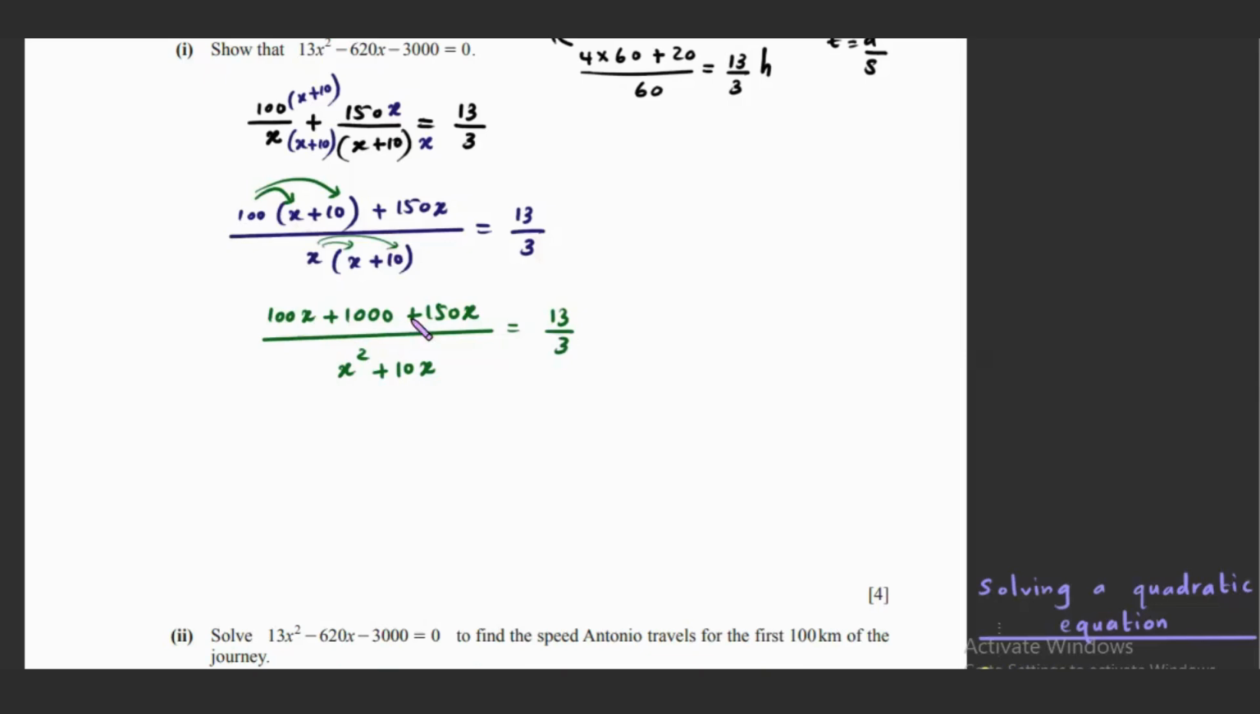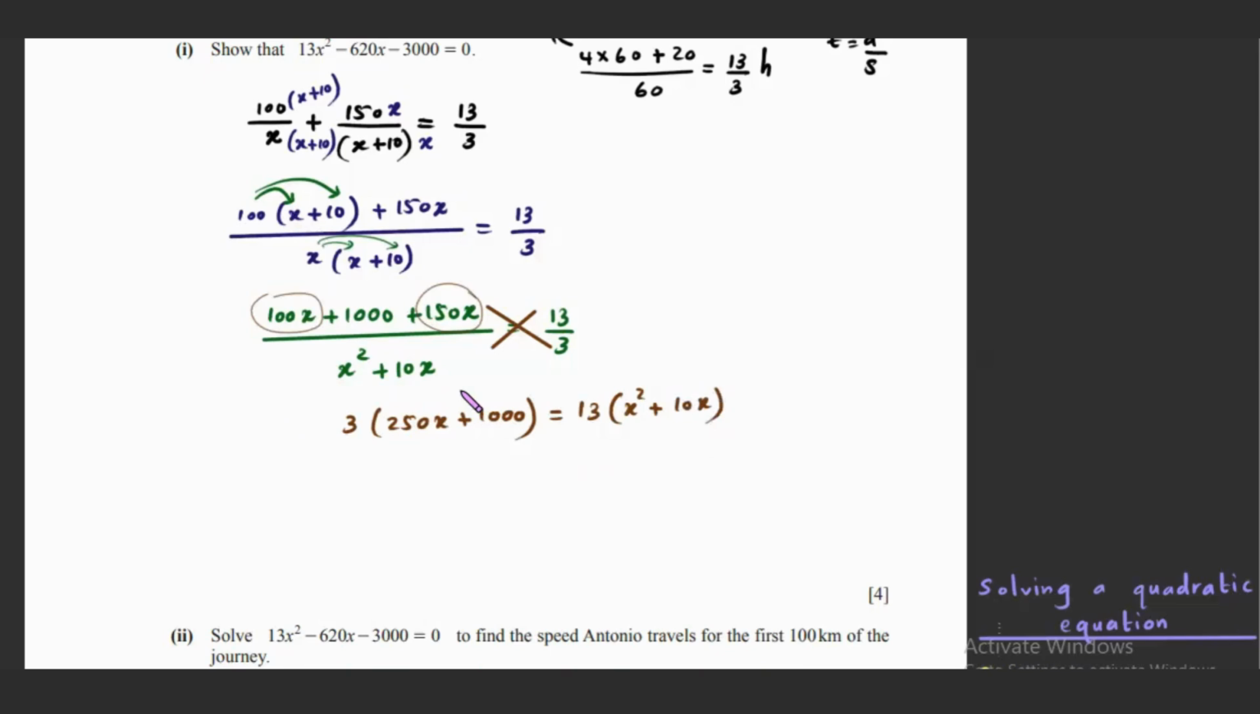Now, to solve this, we have two fractions on either side of the equal sign, so I need to cross multiply. When I cross multiply, 3 gets multiplied with the answer that I have here. I'm going to add this as well: 100 and 150x is going to be 250x. So it's going to be 3 times 250x plus 1000. This is equal to 13 multiplied with what we have here, so it's going to be 13 times x squared plus 10x.